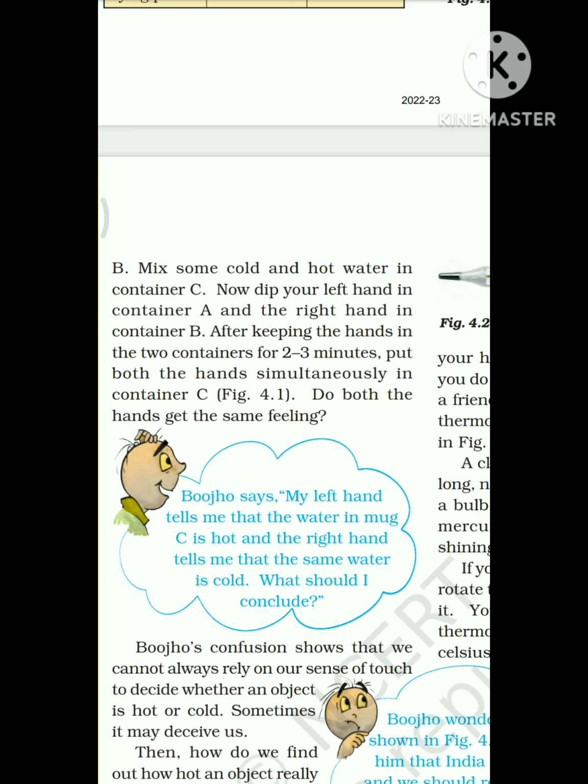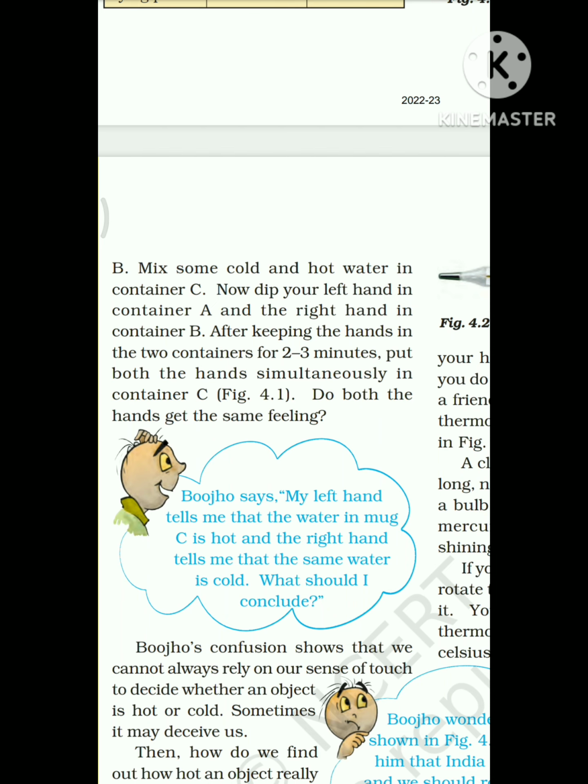Do both hands get the same feeling? No. This is Bujo's confusion. So Bujo says, my left hand tells me that the water in the mug is not hot and the right hand tells me that the water is cold. What should I conclude? So Bujo's confusion shows that we cannot always rely on our sense of touch to decide whether an object is hot or cold. Sometimes it may deceive us.